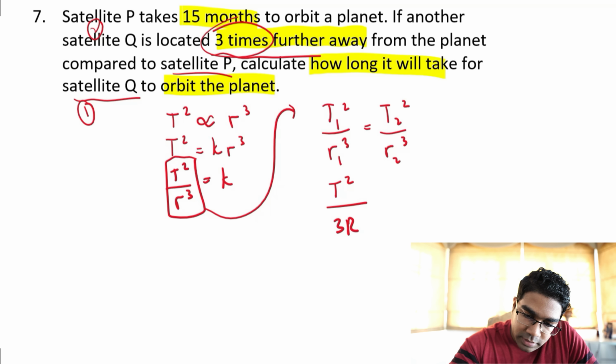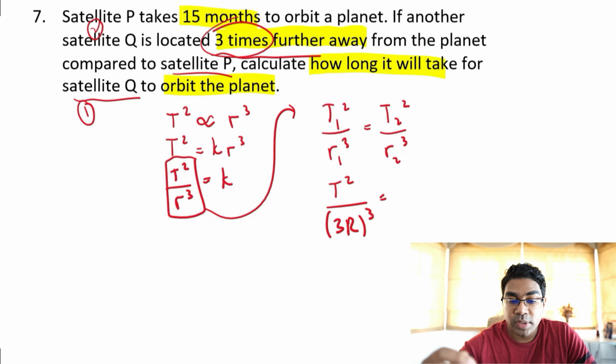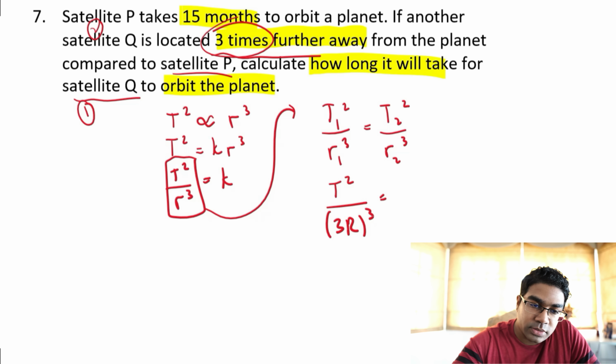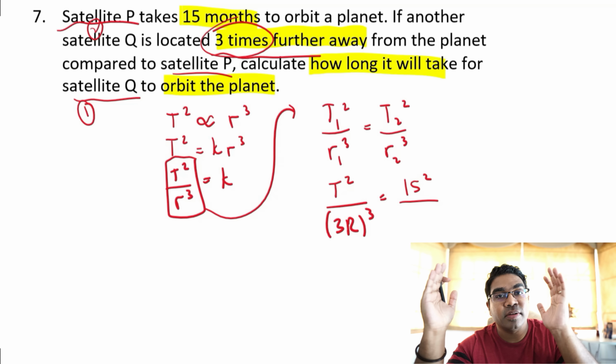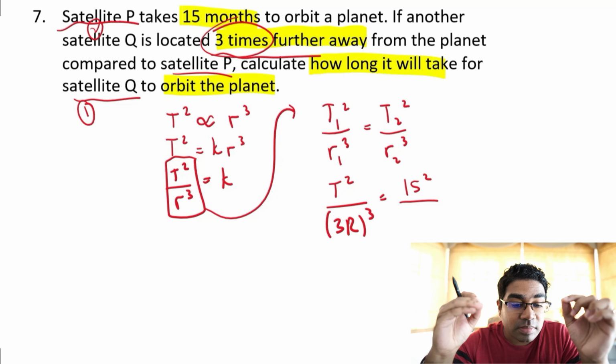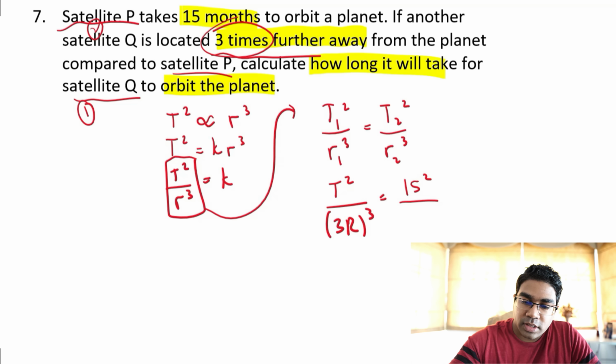So 3R cube, because we don't have the actual value, but we don't need the actual value. And here 2, let's use satellite P. So the period is 15 months. You don't have to convert to SI units here. As long as the units on the left and the right are the same, when we use this method, it is fine. So the R here will be just R cube.